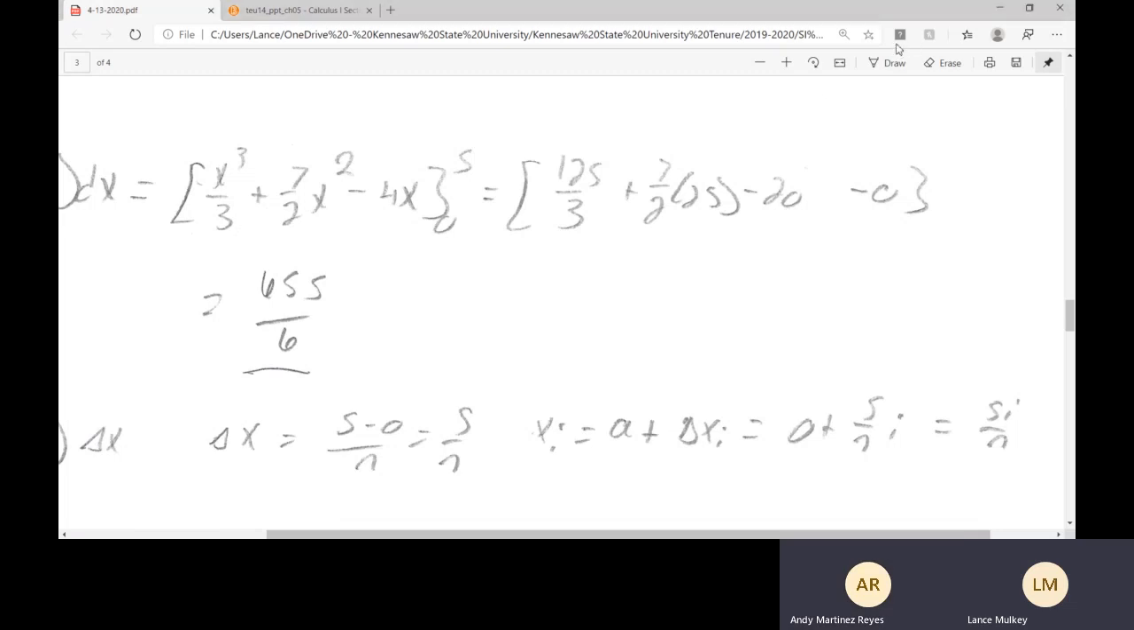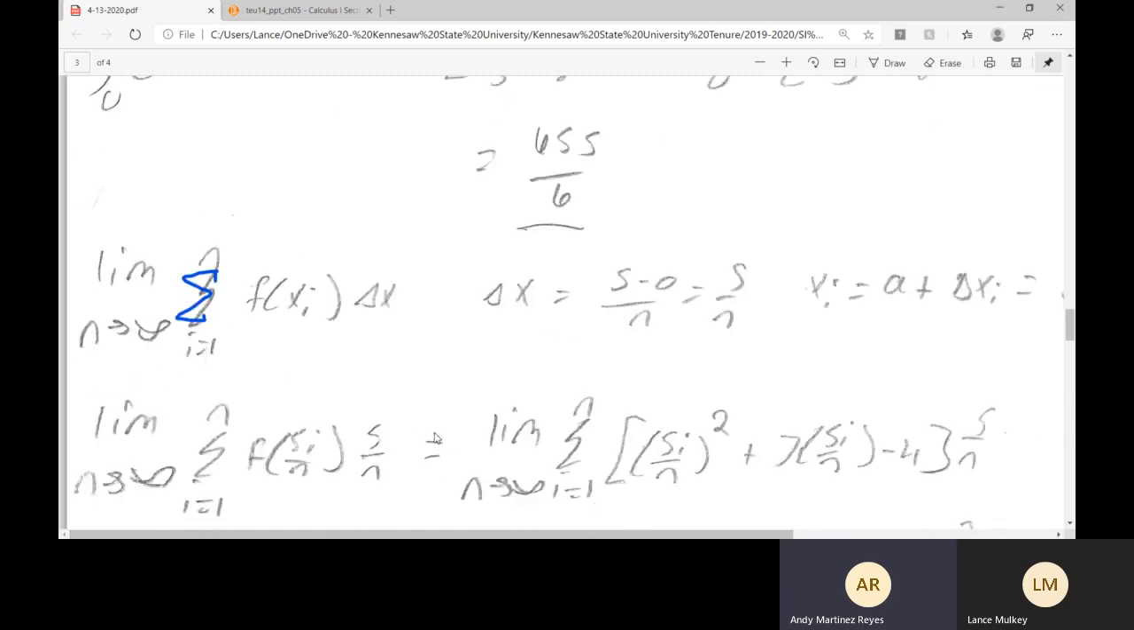So when I plug it into f of 5i over n, that becomes 5i over n squared plus 7 times 5i over n minus 4. Now times the limit as n goes to infinity times delta x, which is 5 over n. Don't forget, it's just 5 over n.